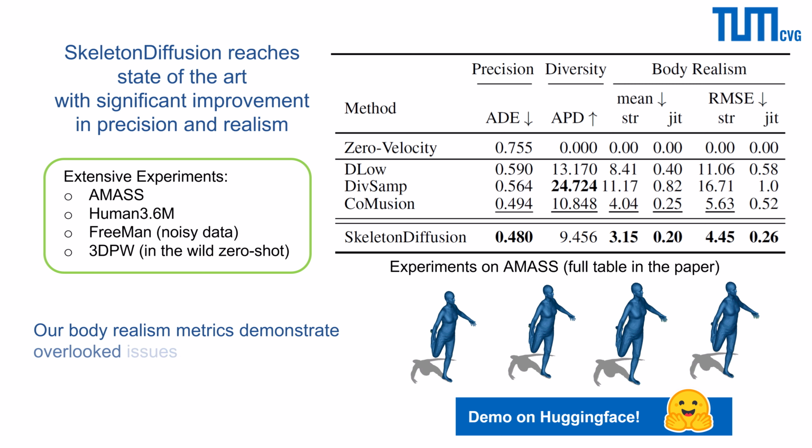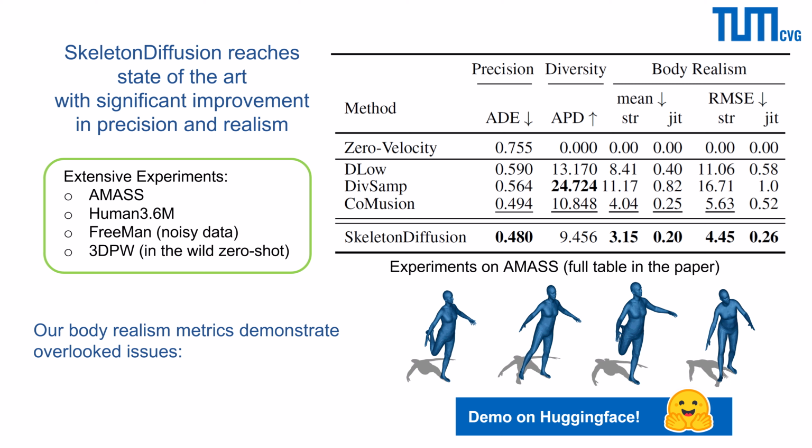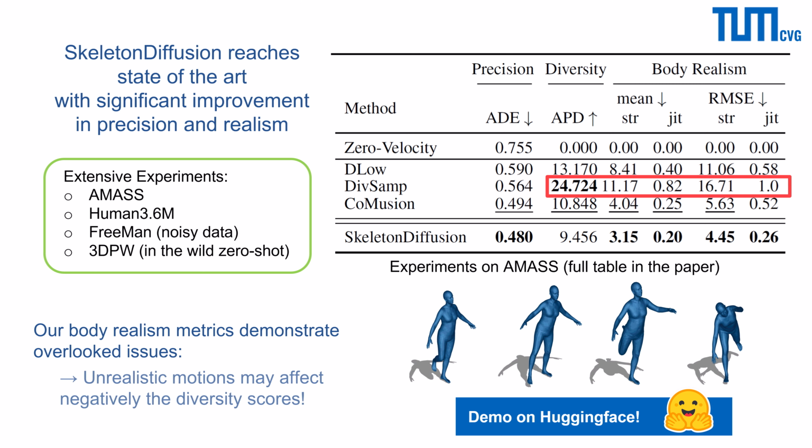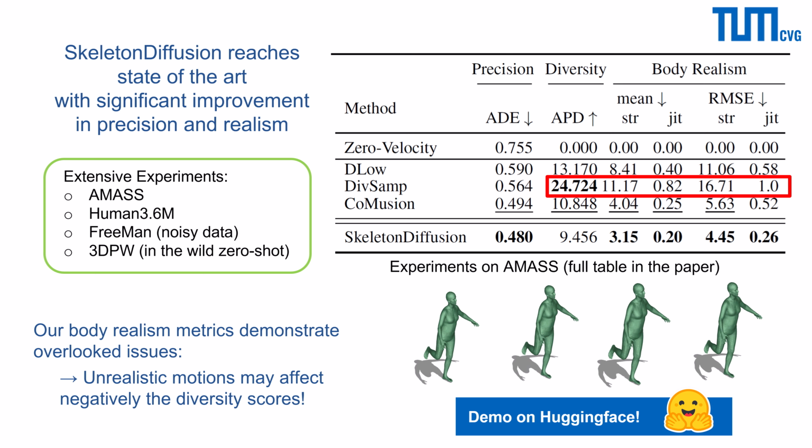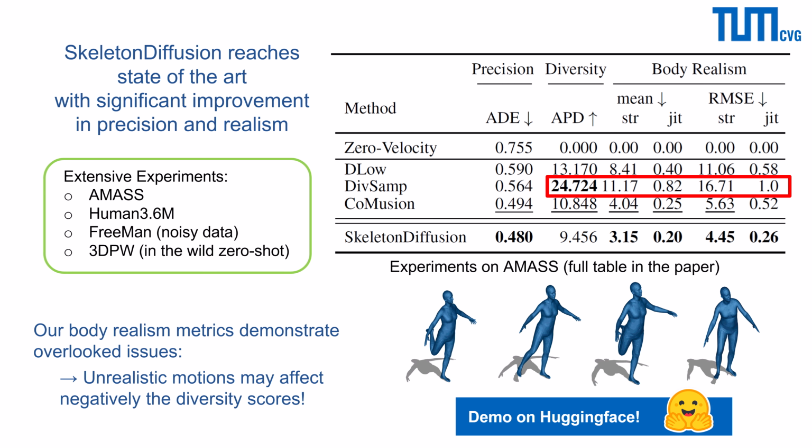During the experiments, we introduced body realism metrics to demonstrate previously overlooked issues. We showed that motions exhibiting limb stretching and twisting tend to numerically affect the diversity score, resulting in the undesired phenomenon that gives better diversity scores to unrealistic motions.